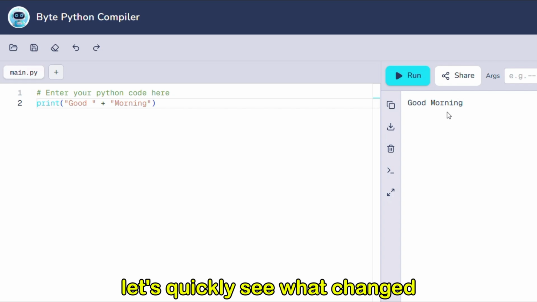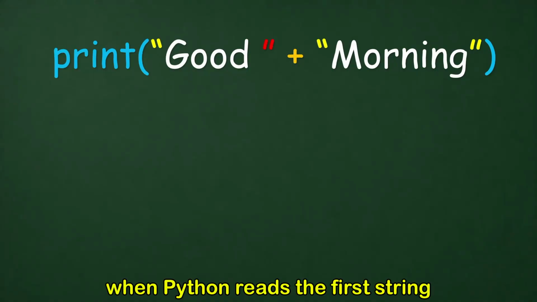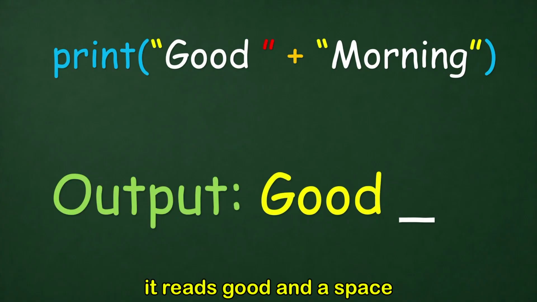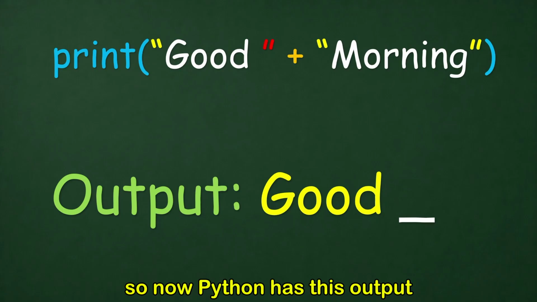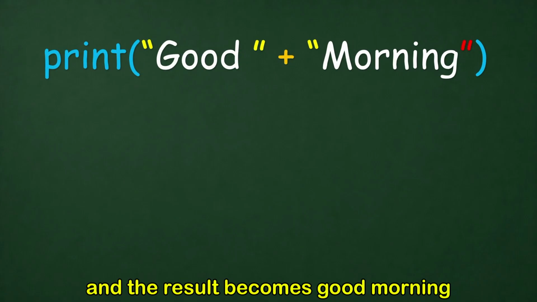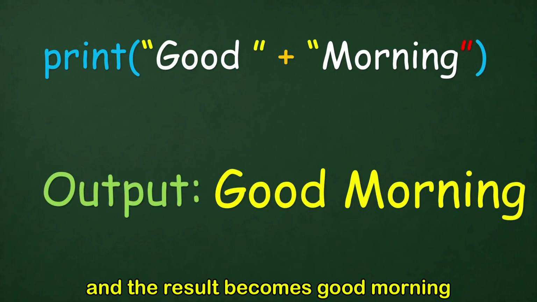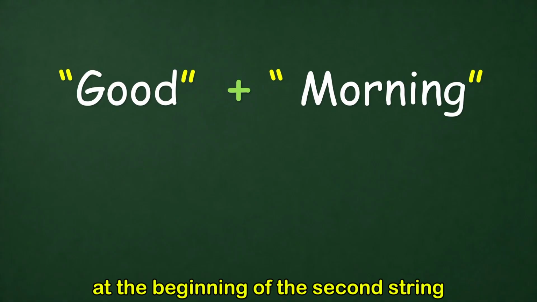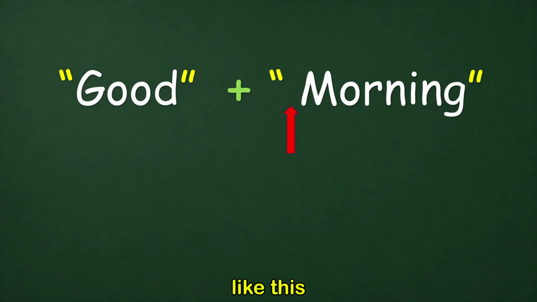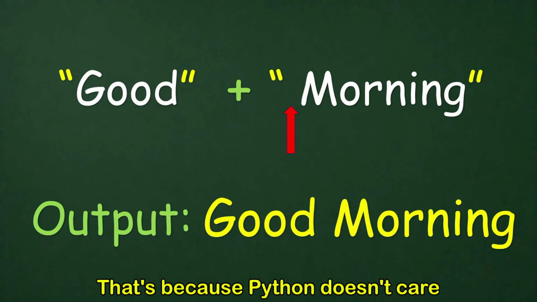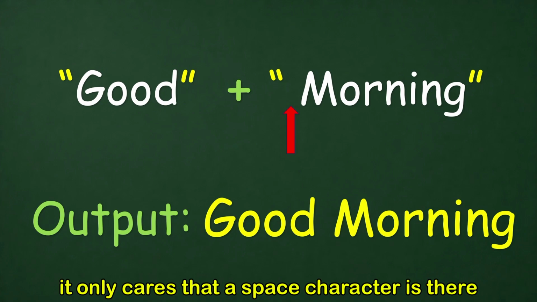Let's quickly see what changed. This time, when Python reads the first string, it reads good and a space. So now Python has this output. Then it combines the second string, morning, and the result becomes good morning. Perfect. But we could also put the space at the beginning of the second string like this, and we would get the same result, good morning. That's because Python doesn't care where the space comes from. It only cares that a space character is there.